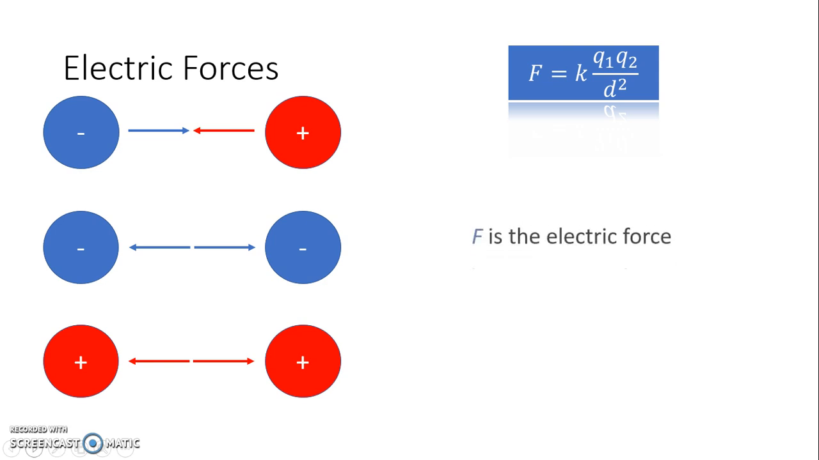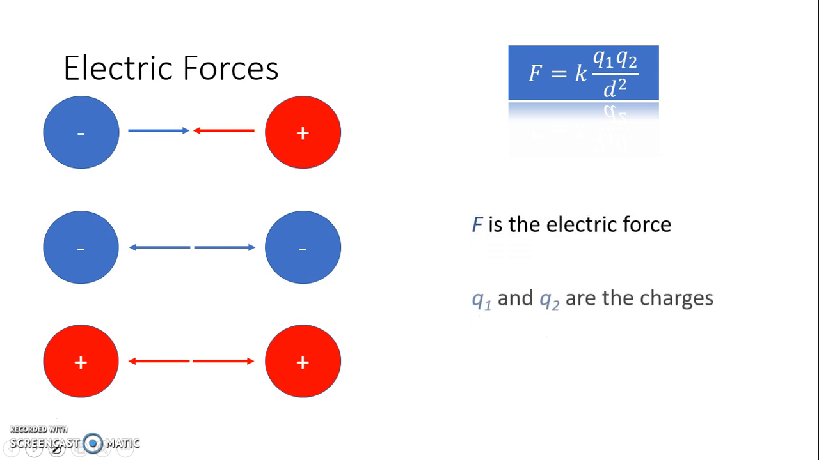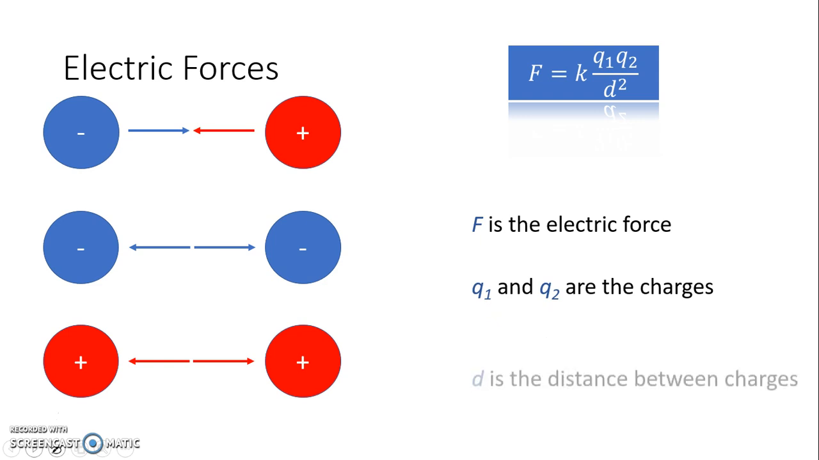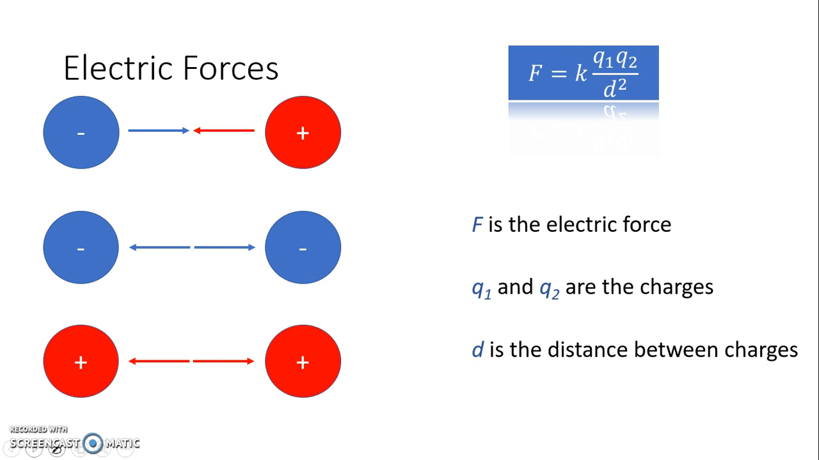So here in our equation, F is the electric force, Q1 and Q2 are the magnitudes of each charge, and D is the distance between the charges. This letter K is just a constant number that keeps this equation equal. It has a value of 9 times 10 to the 9th newton meters squared per coulomb squared. That would be 9 billion newton meters squared per coulomb squared.